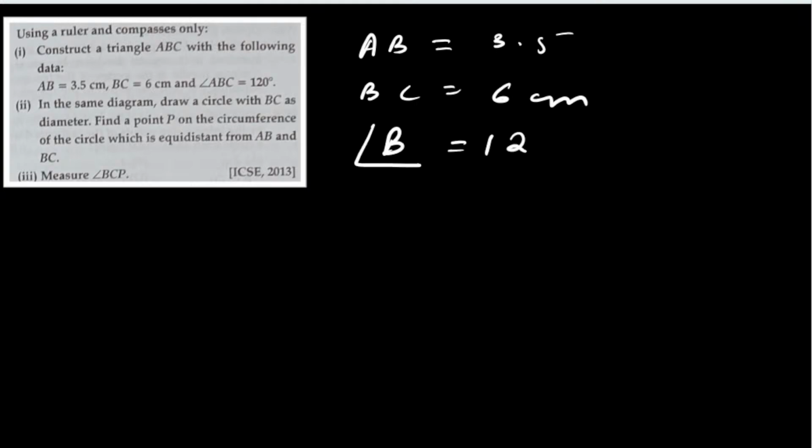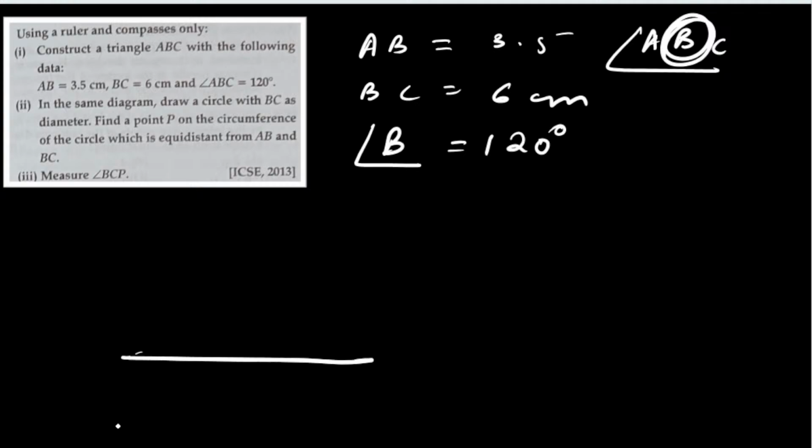Construct a triangle with the following data. AB is 3.5, BC is 6 centimeter, and angle ABC is 120 degree. ABC means angle B is given to us. Like I have told you, the middle one is the angle. So angle B is 120 degree. So first of all, we will draw the baseline BC.